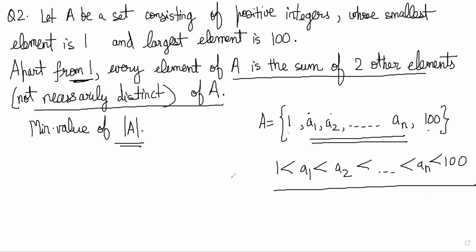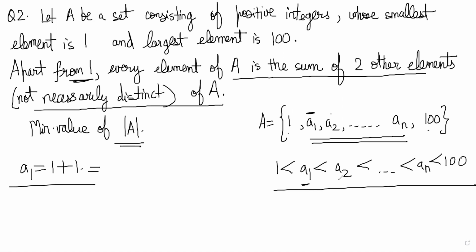Now, we have to find the minimum possible number of elements in the set A. So think about it. How many elements can you fit in this set? Since A1 is the next highest number, A1 should be equal to 1 plus 1. Why? Because A1 has to be the sum of 2 other elements of A. But what is the other element of A smaller than A1? The other element is only 1. And you can repeat the 2 elements that you add up, right? So A1 has to be 1 plus 1.